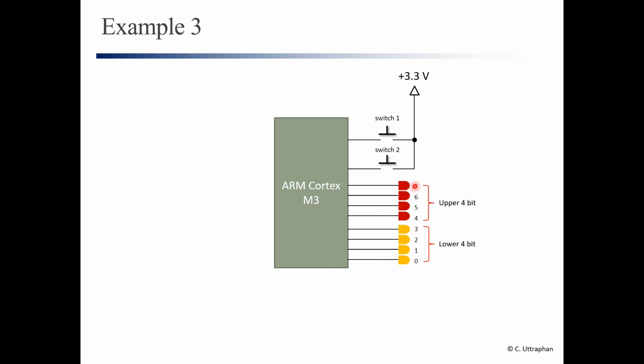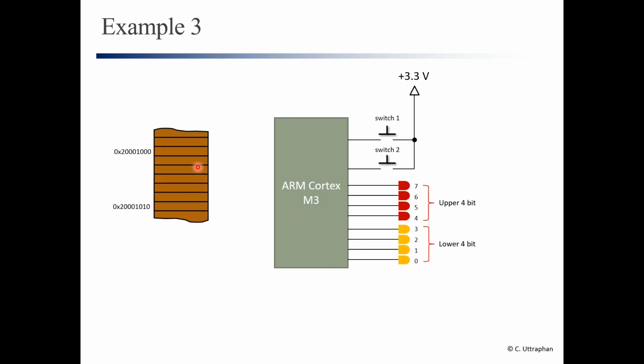Here are the upper LEDs, which will be connected to the upper 4 bits of the output register of the microcontroller. Here are the lower 4 LEDs that will be connected to the lower 4 bits of the output register in the microcontroller. And the input-output, or I/O, registers are in the memory space of the microcontroller. In this example, let's assume that the input register is at address hex 20,000,000, and the output register is at address hex 20,000,1010.